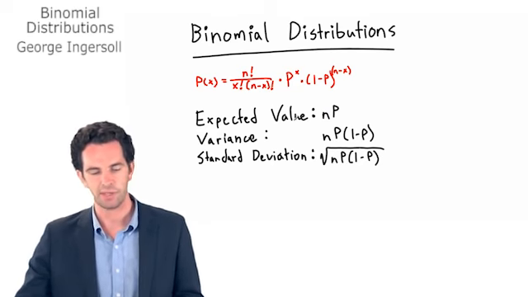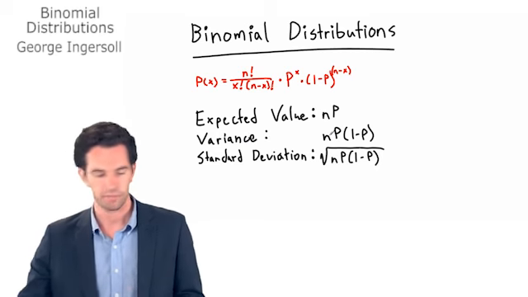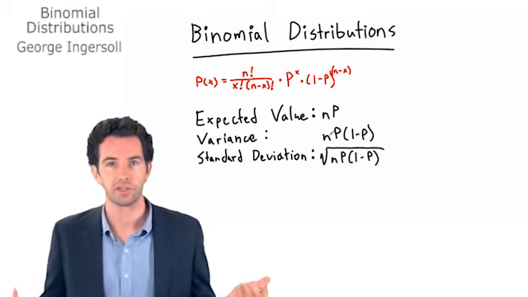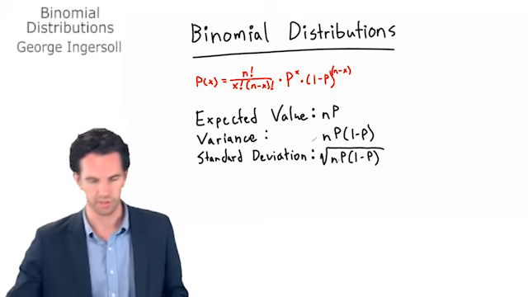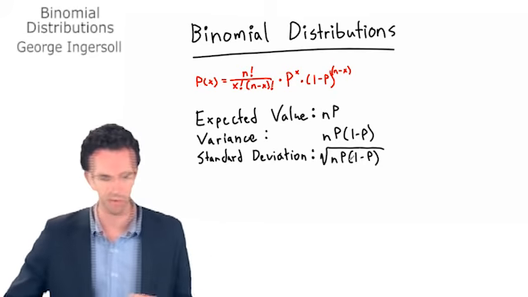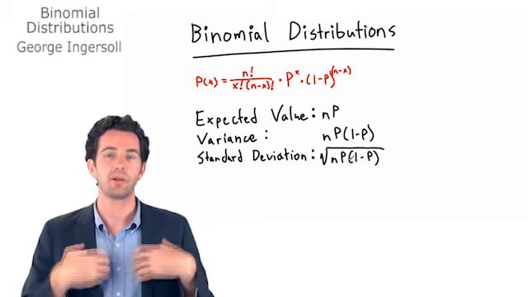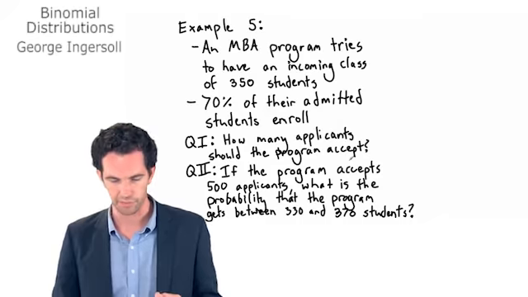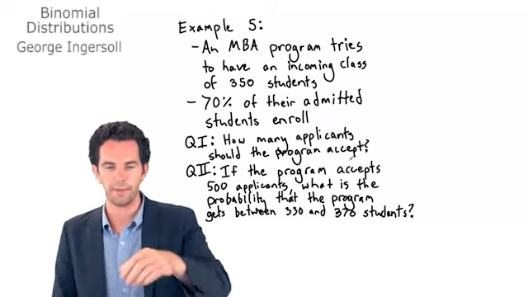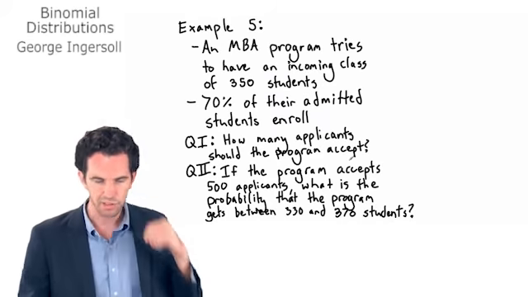I would recommend copying down all 3 of these equations. Standard deviation is always just the square root of variance, so that shouldn't be any more difficult to remember in itself. But remembering this, expected value is just going to be the number of trials you have times the probability of success on any one specific trial. So, thinking about that, how many applicants should the program accept?